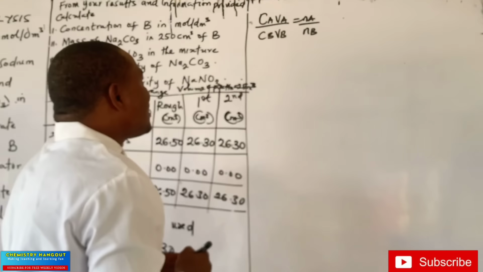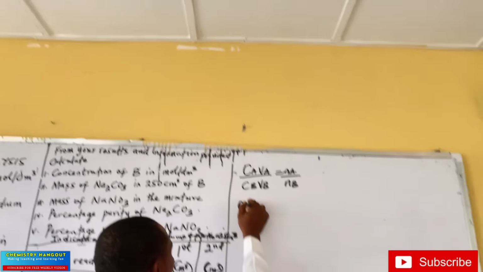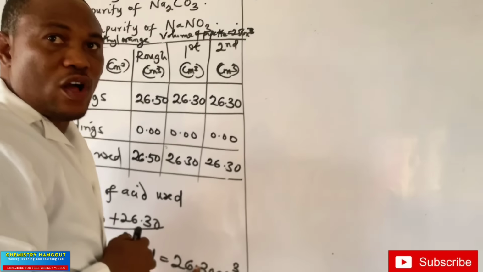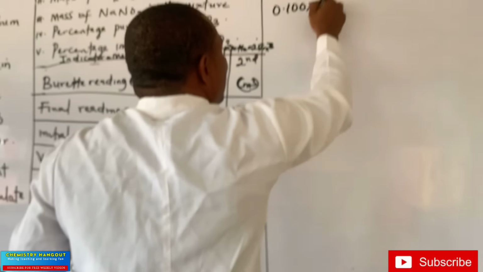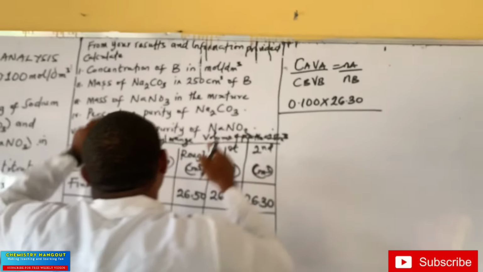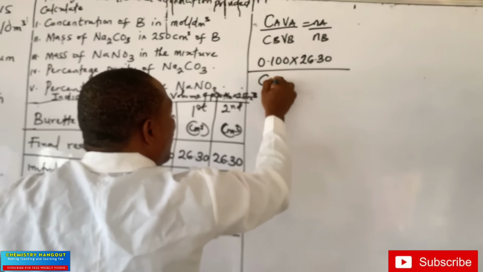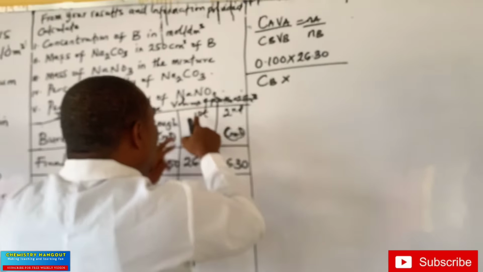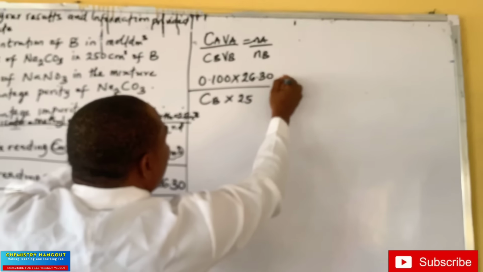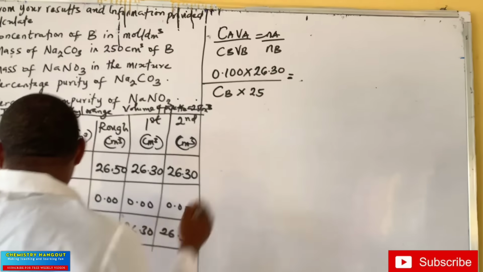Right? So what is the concentration of acid? It's given in the question already. 0.100 times what is the volume of acid? We have gotten that already. That's 26.30 over CB. We are looking for the concentration of B, so our CB is what we don't know, times our VB. That's the volume of our pipette, which is 25. Is that not? Equals our number of moles of acid.